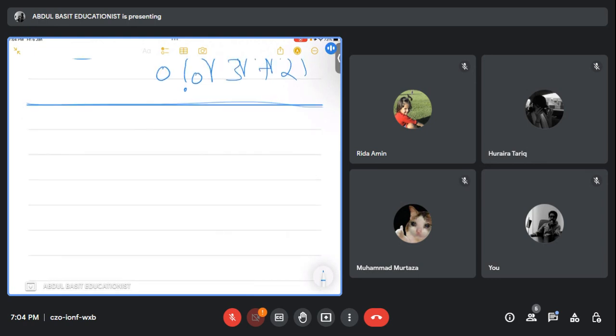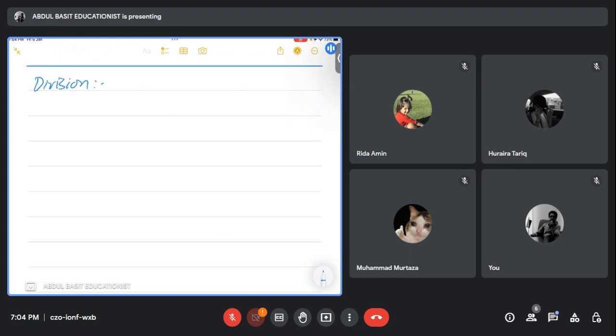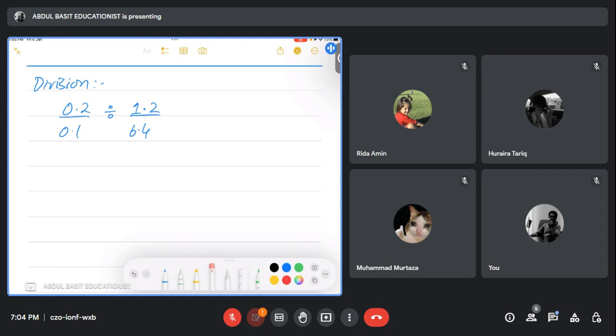The last with the decimals we have is division. For example, the question is like 0.2 divided by 0.1 divided by 1.2 divided by 6.4. Now the question is complicated, with decimal numerator, denominator, and division sign. Let me change this question. Let me do an easier question first, and we'll do the difficult one later. 0.2 divided by 0.6. So first of all, remove the decimal.